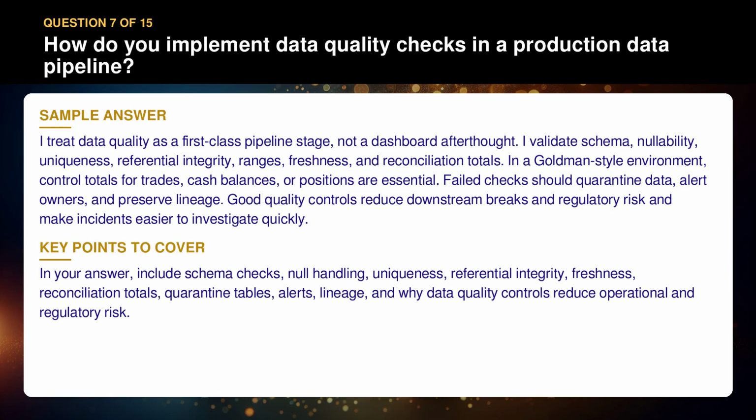In your answer, include schema checks, null handling, uniqueness, referential integrity, freshness, reconciliation totals, quarantine tables, alerts, lineage, and why data quality controls reduce operational and regulatory risk.